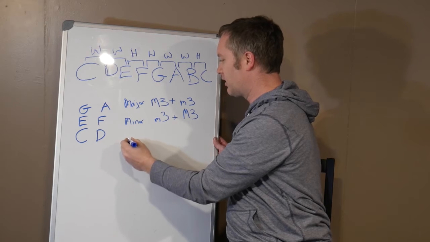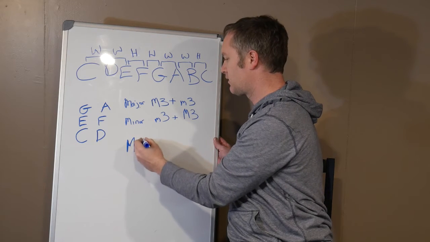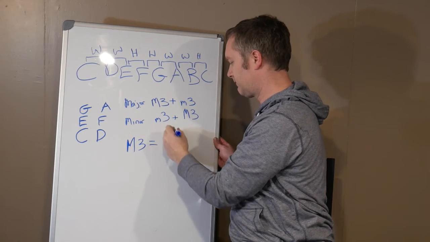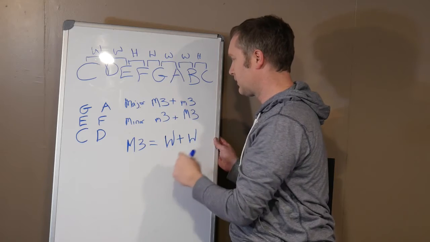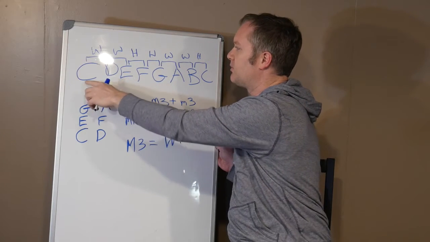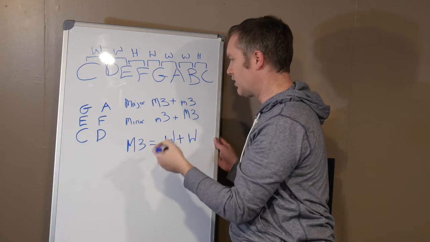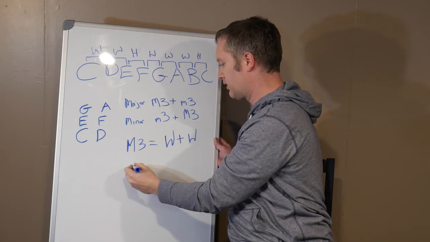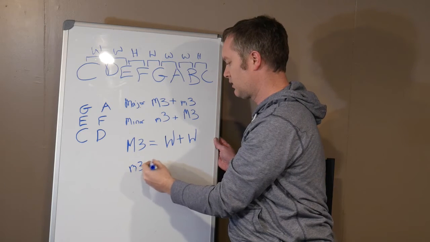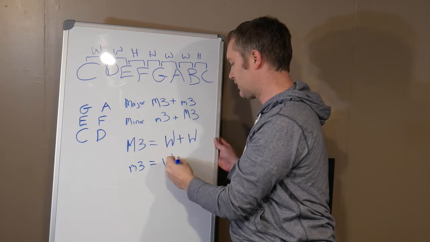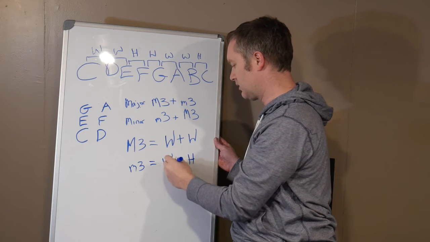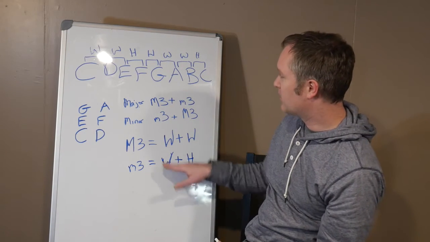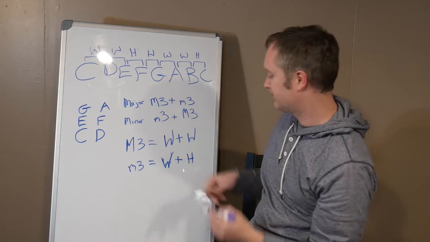A major third is two whole steps in a row. Right? So we have a whole step and a whole step between C and E. And so C to E is a major third. A minor third is a whole step plus a half step. Right? And so a minor third is when there's a half step involved, right?